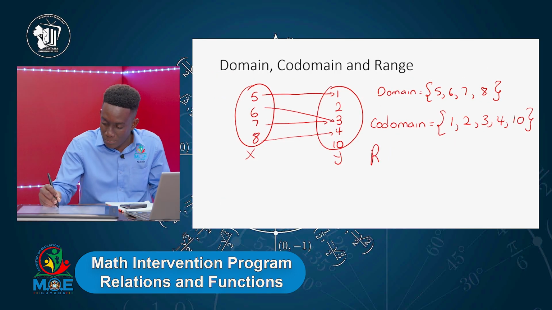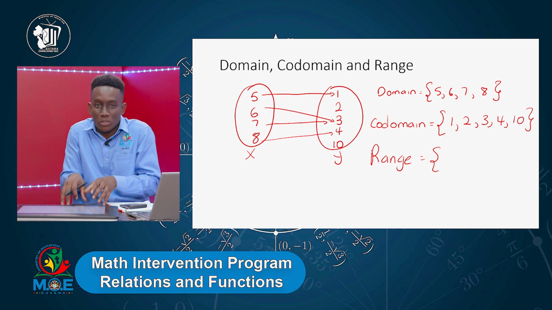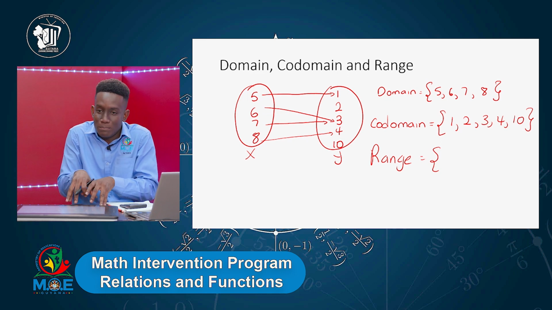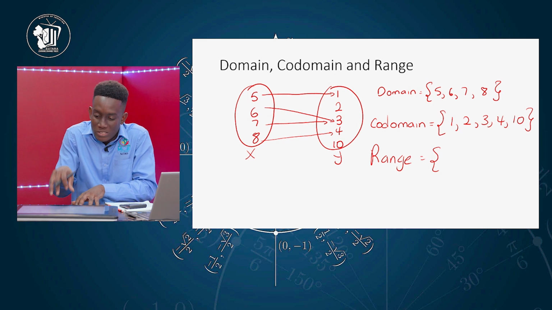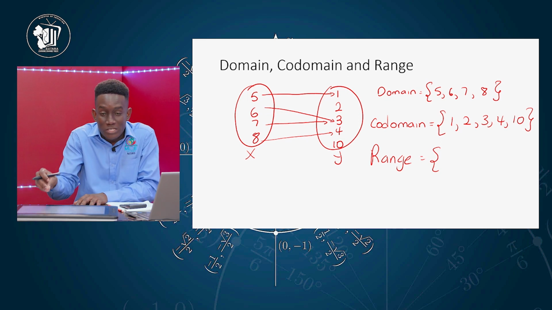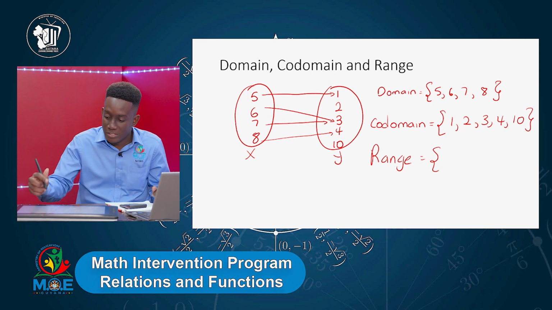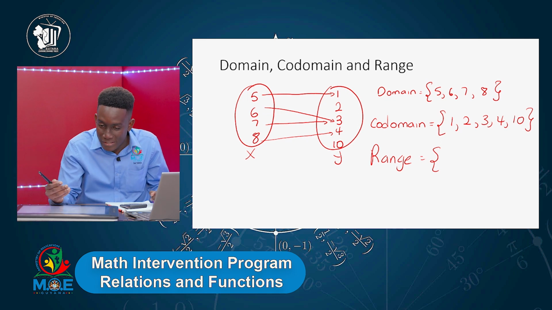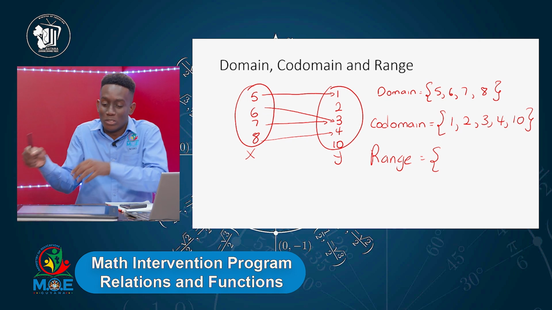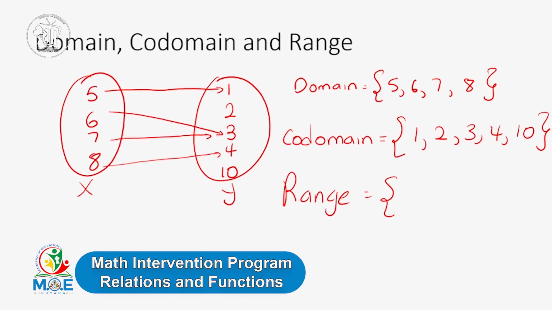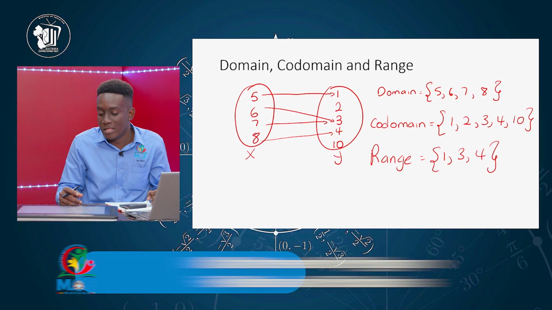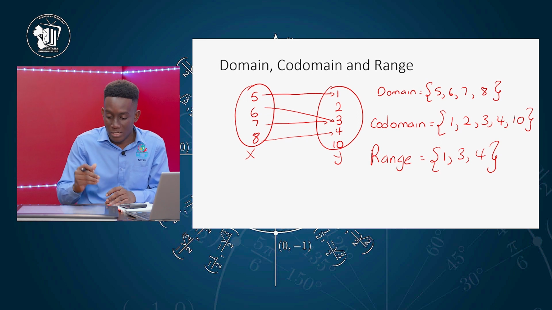And the range in this example would be everything that is being mapped onto. For example, we see that 1 is being mapped onto, 3 is being mapped onto, and 4 is being mapped onto. We consider those the range. So the codomain is everything inside, and the range is everything that is being mapped onto. In this case, the range would be 1, because that is being mapped onto, 3, because that is being mapped onto, and 4.